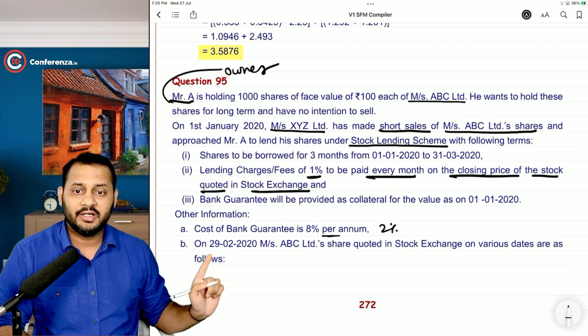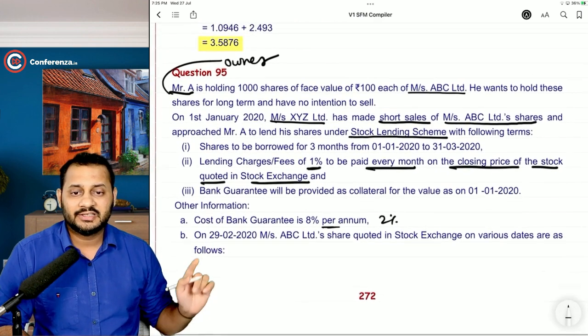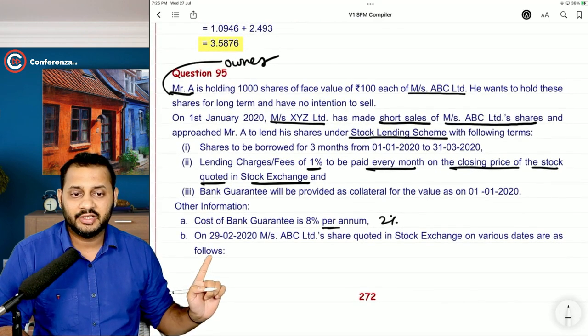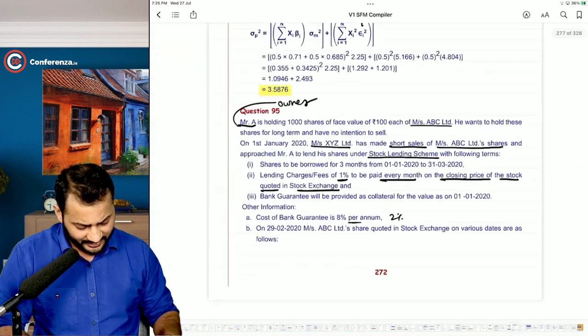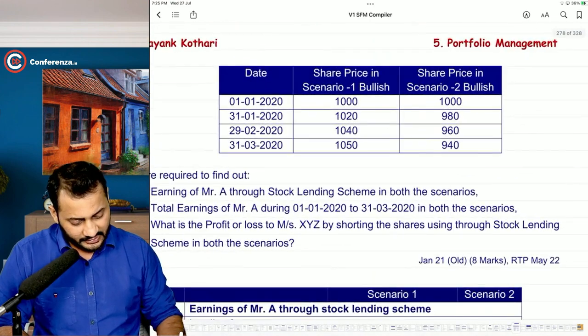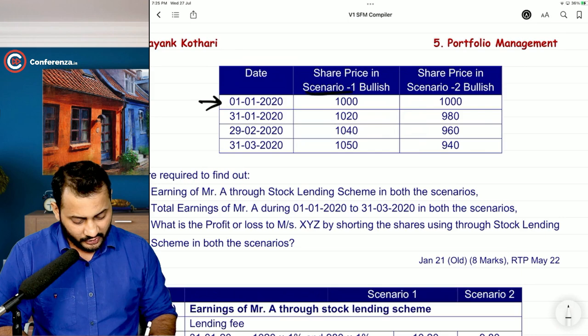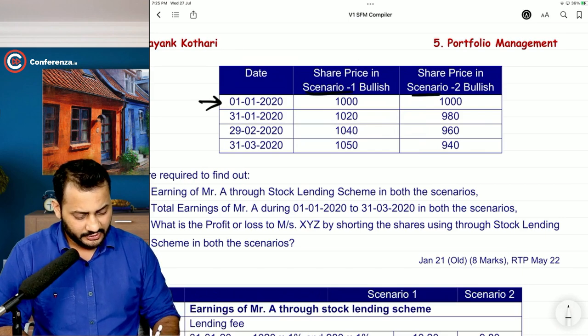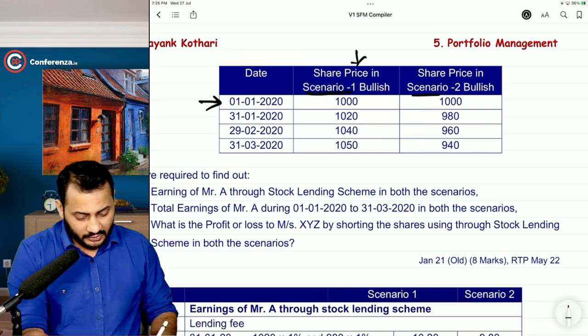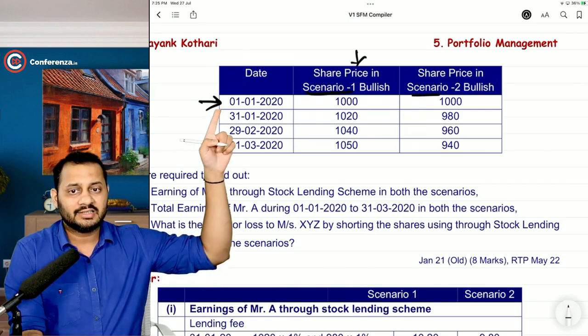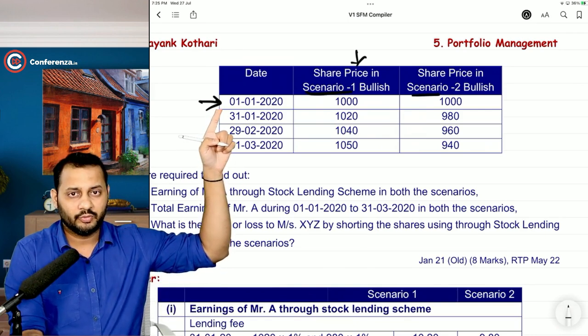Right. On 29th Feb 2020, Messrs ABC Limited shares quoted in stock exchange on various dates are as follows. Why 29 Feb 2020? I don't know. See, on 1st January 2020, this is scenario 1 and scenario 2. Let's forget about the scenario and take scenario 1. The price was 1000 when we asked him to borrow, like we want to borrow the shares. It was 1000 rupees at that time.